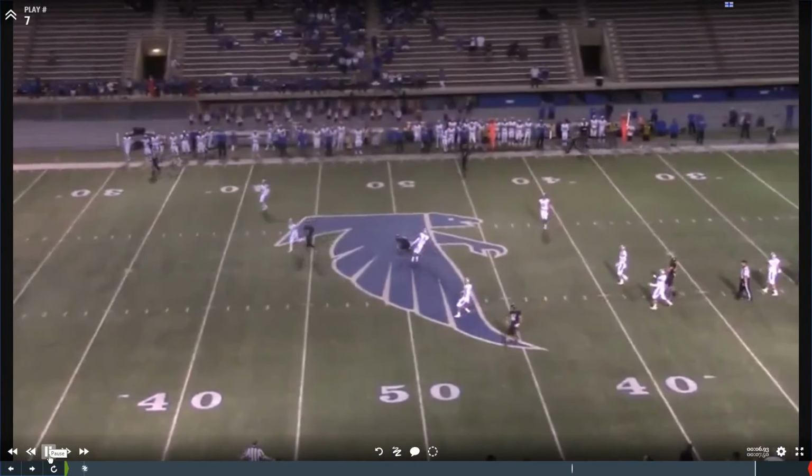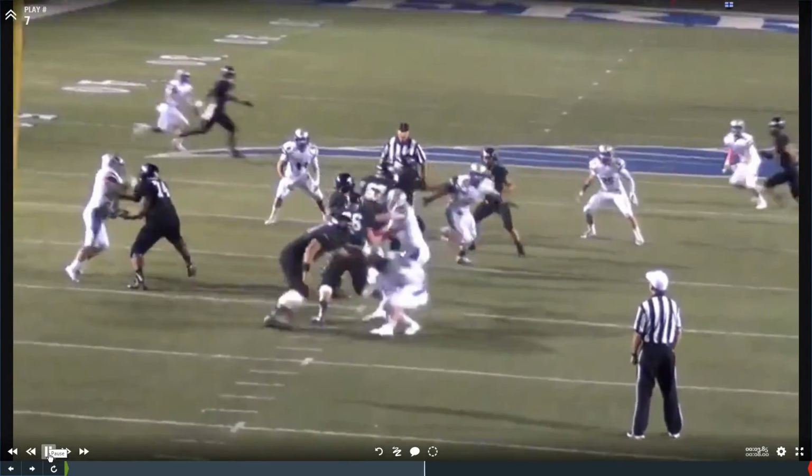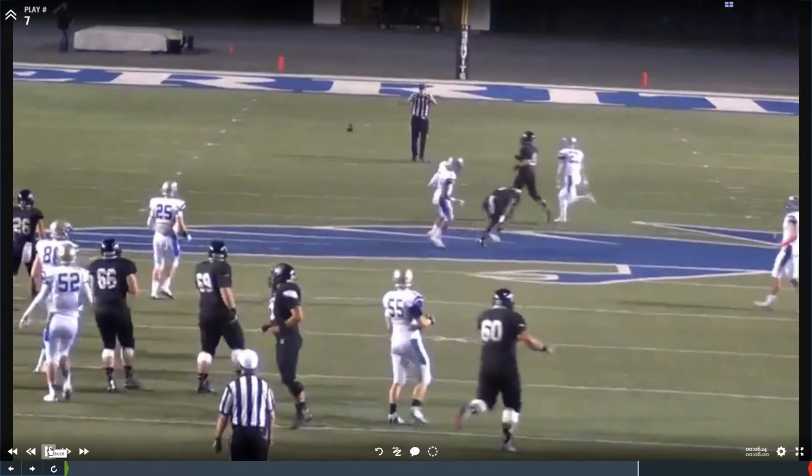Ultimately, the pass is thrown to the line judge's key, but the back judge signals incomplete. This is a proper mechanic. All other officials should be signaling to kill the clock.